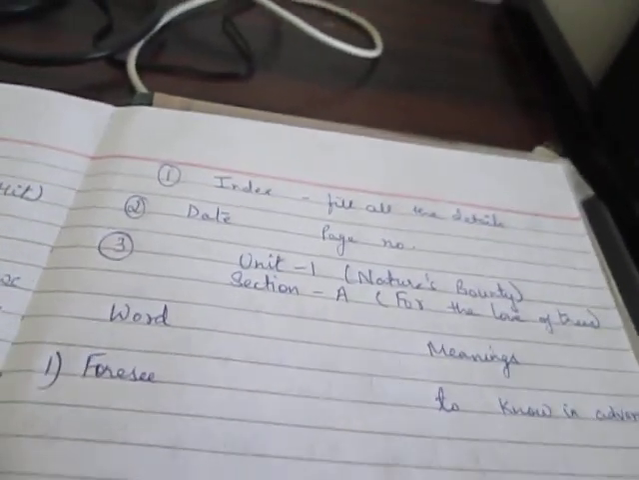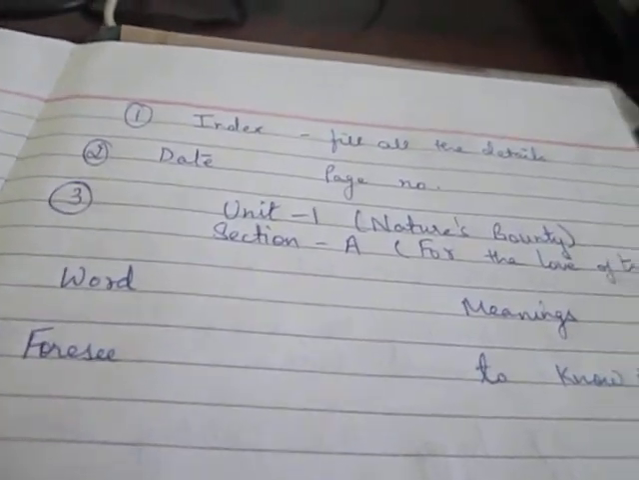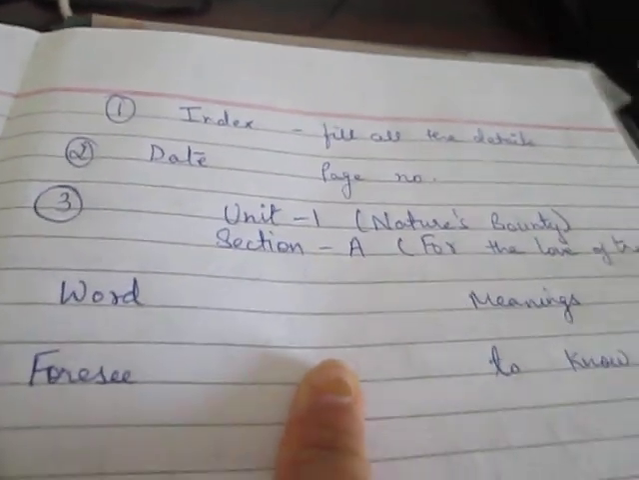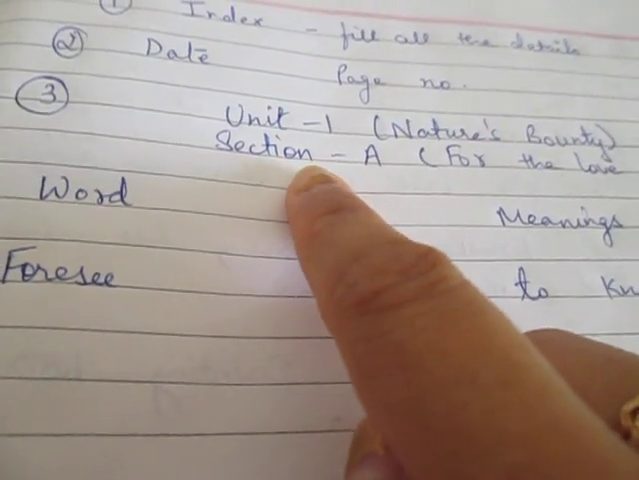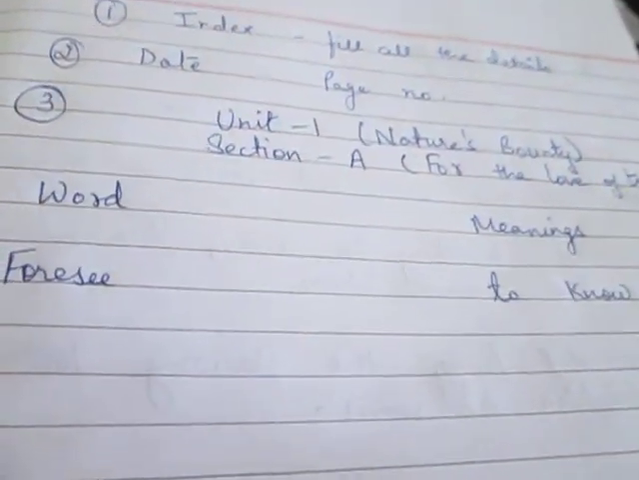And suppose we want to do question answers, so in the same way, on a fresh page, once you are done with the word meanings, you will give this unit and section, mention the date and page number, and then you will begin doing the questions. Now let's discuss the question answers.